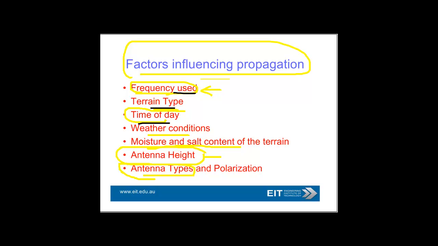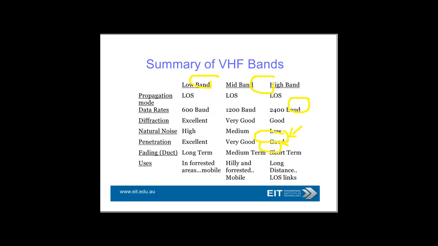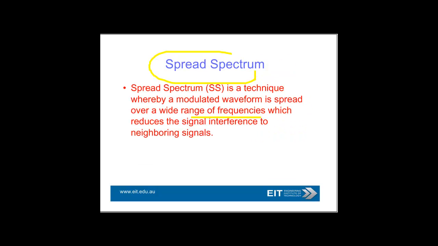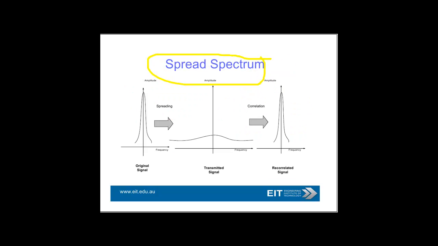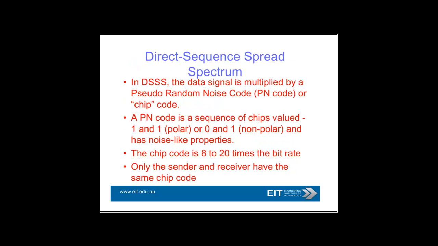Terrain type will have an impact, as will time of day, weather conditions, moisture, and antenna height. Obviously, the higher your antenna, the more likely you're going to be able to transmit, and then there are antenna types and polarization. These are all covered in the materials. Summary of the VHF bands and UHF bands. The other issue is spread spectrum, which is a new approach these days with a wide range of frequencies used, extremely secure.